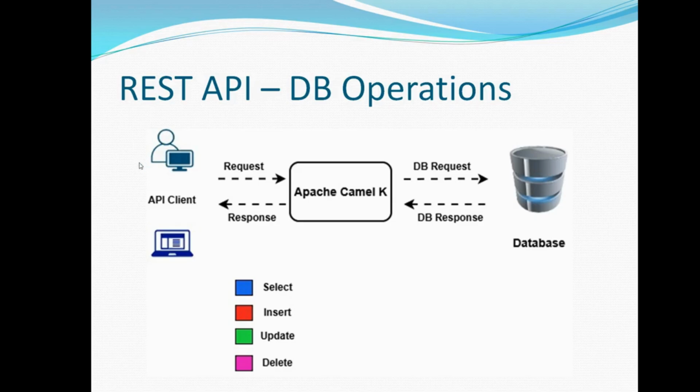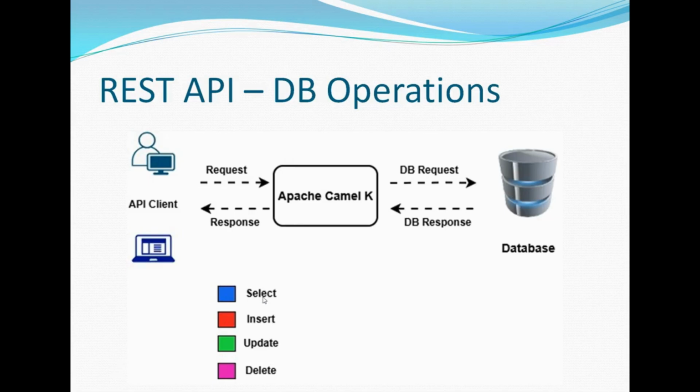So the API client will invoke the API, which is developed and deployed in Apache Camel, and it will interact with the database and do these database operations. Let's see the demo. Let's see first operation, select.